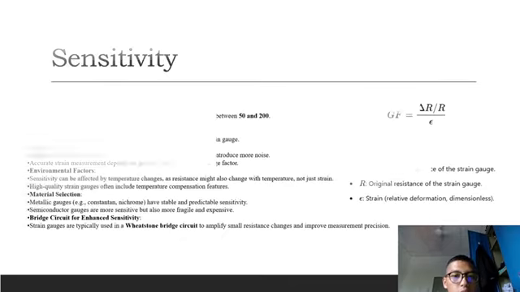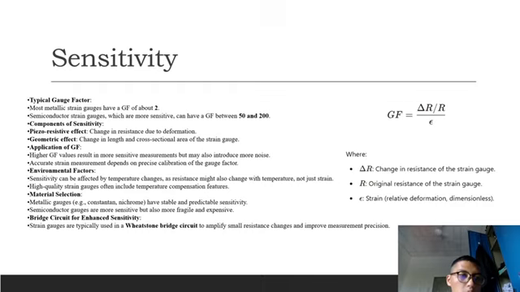Sensitivity. So for the sensitivity, it is typically gauge factor, component of sensitivity, piezoresistive effect, geometric effect, application of gauge factor, environmental factor, material selection, bridge circuit for enhanced sensitivity. So basically, we just want to understand what is the sensitivity.